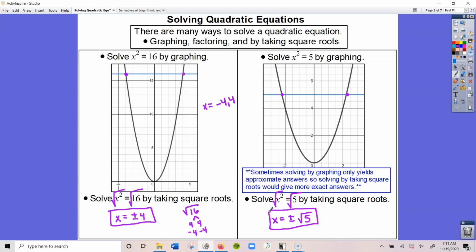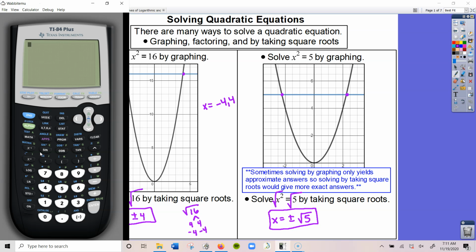If you were to put the square root of 5 in a calculator, and I'll show you what that would give you now. Here's the square root of 5, which is 2.236, etc., etc. So we see that it is a little bit after 2 and negative 2.